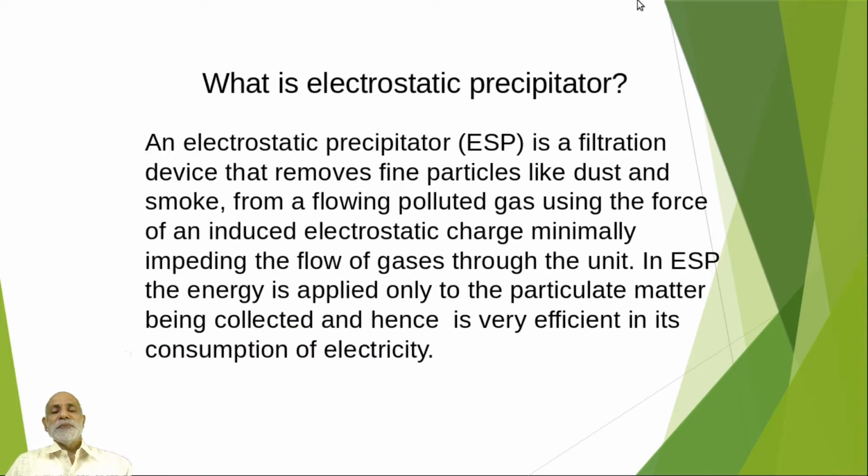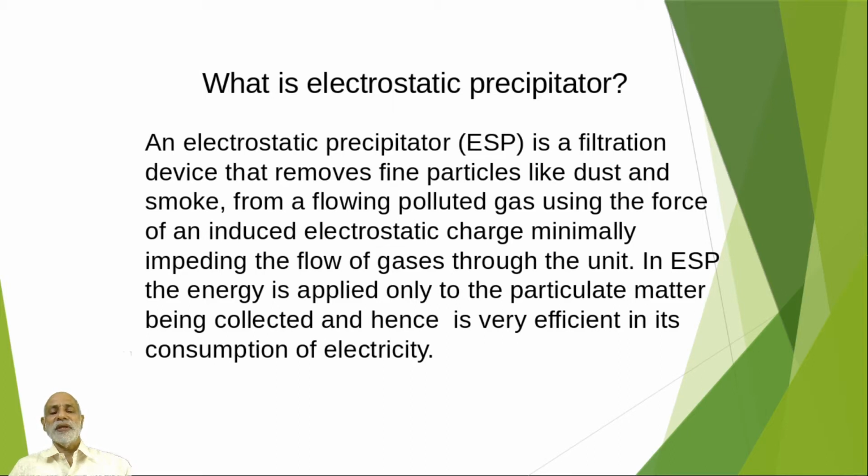What is an electrostatic precipitator? An electrostatic precipitator is a filtration device that removes fine particles like dust and smoke from a flowing polluted gas using the force of an induced electrostatic charge, minimally impeding the flow of gases through the unit. In an ESP, the energy is applied only to the particulate matter being collected and hence is very efficient in its consumption of electricity.